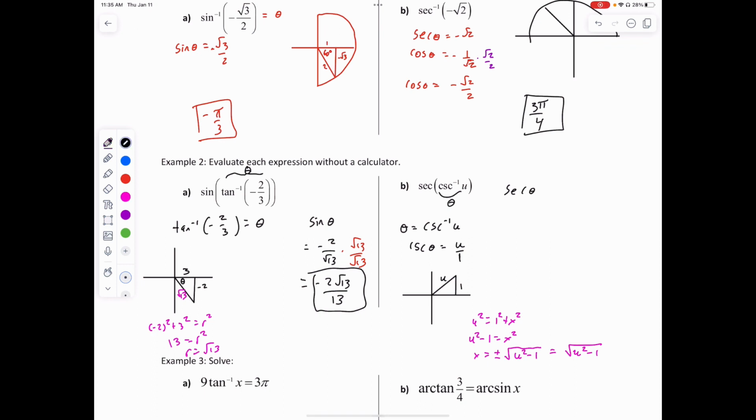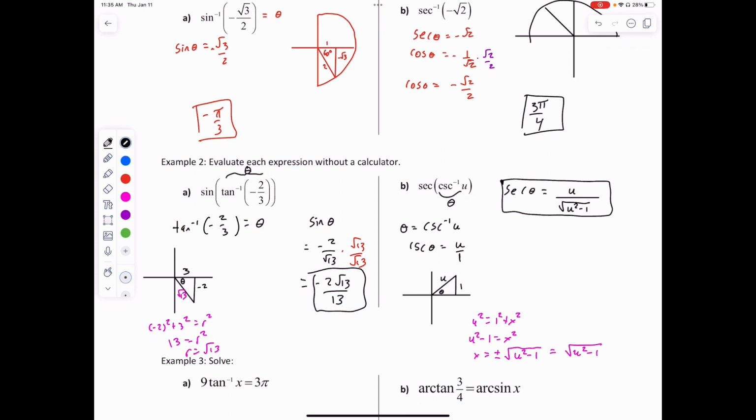And so what does that leave us with? Secant of theta, this is the theta here, has to be equal to hypotenuse over adjacent. So that is going to be u over the square root of u squared minus 1. And you can rationalize that if you wish, or leaving it as is is perfectly fine as well.